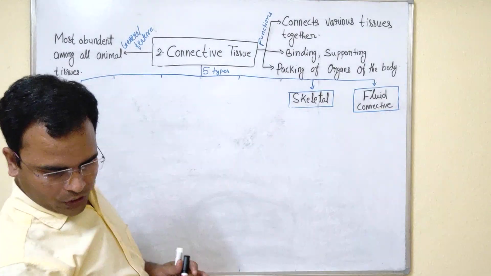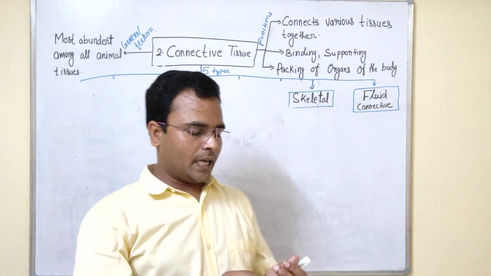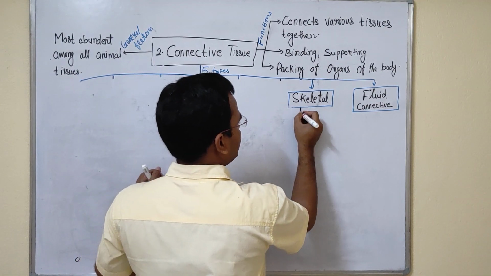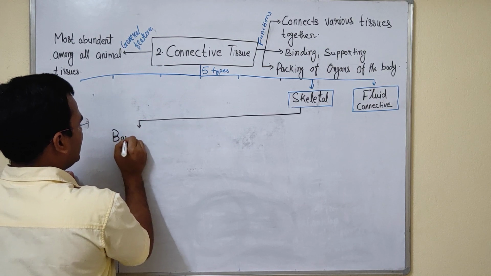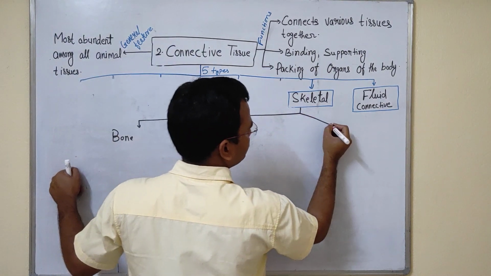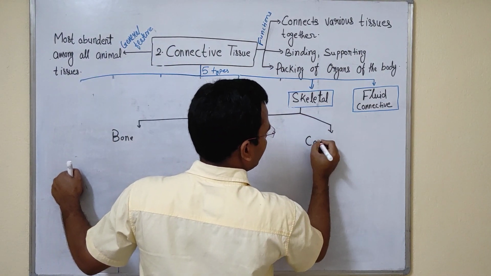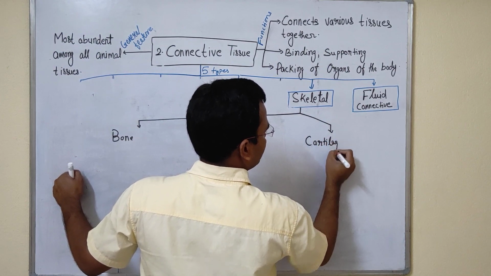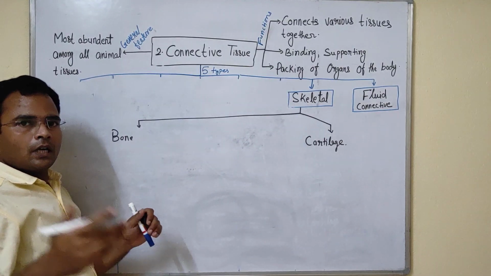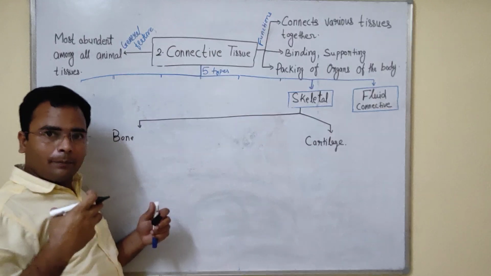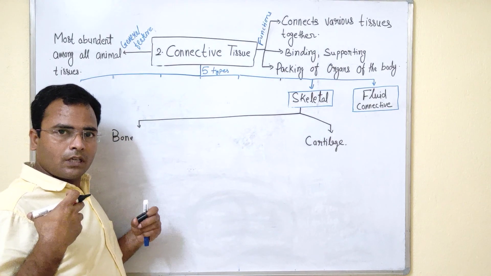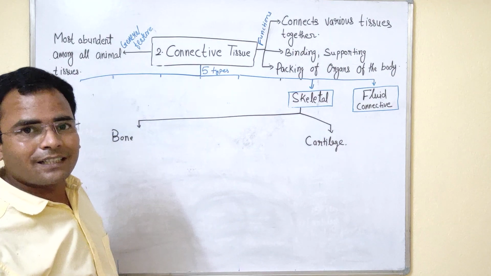So skeletal tissue, again, is made up of two types. One is cartilage and one is bone. So we can write bone and cartilage, C-A-R-T-I-L-A-G-E. Again we are comparing. They are the skeleton. You can say that they are the frame, the frame which is provided to us. It is this type of skeletal tissue.